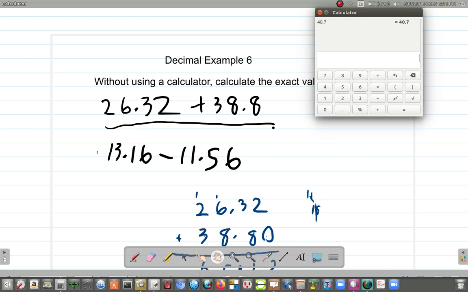So, let's see. Open bracket, 26.32 plus 38.8, close bracket, divided by open bracket, 13.16 minus 11.56, close bracket, equal, and you see we get our 40.7.